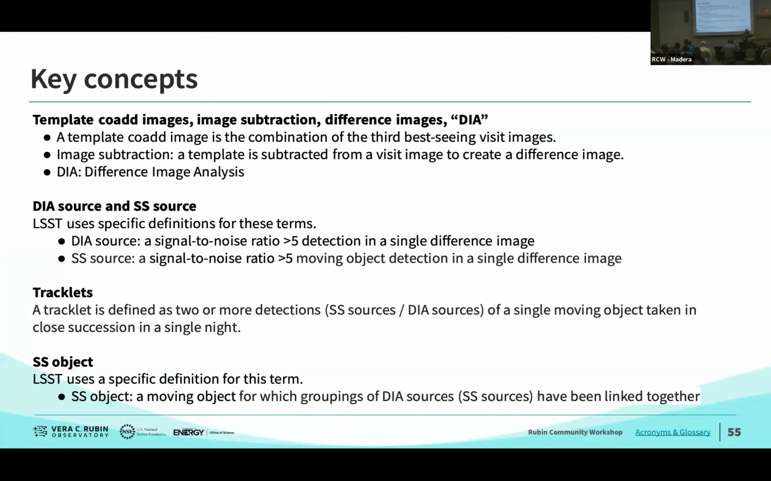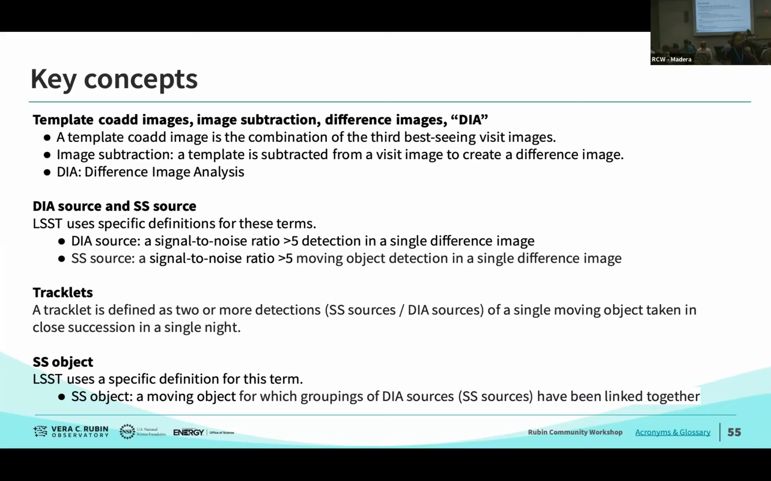Okay, so we've gone through a lot of key concepts so far. Some of this at the top has already been discussed. Jeff just covered all of the difference image analysis, so I won't talk about that again. But for solar system, in addition to having DIA or difference image analysis sources, which are signal to noise ratio greater than 5 detections in a single difference image, we also have SS sources for signal to noise ratio greater than 5 moving object detections within single difference images as well.